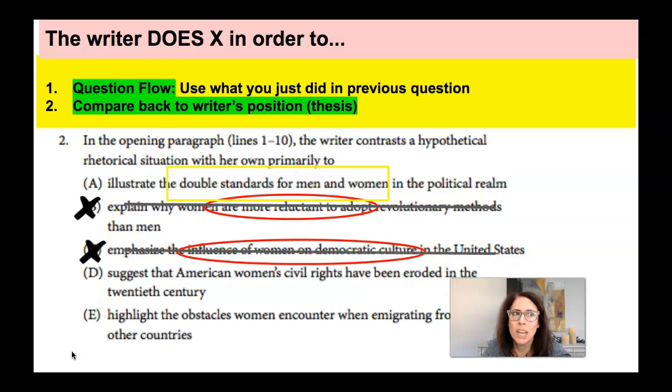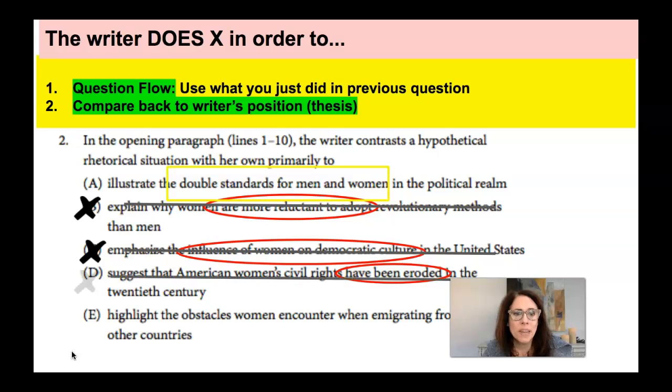Remember, we're thinking, okay, what is the position of the writer at this time from what we know at the beginning? That women's civil rights have been eroded. This, I think, is the biggest distractor. I think this is the one that a lot of students would choose because they're like, oh yeah, they're minimized, they're eroded. But take a look, they haven't been eroded because they've never really been at a place that could be taken back from, right? They've always been baseline low.